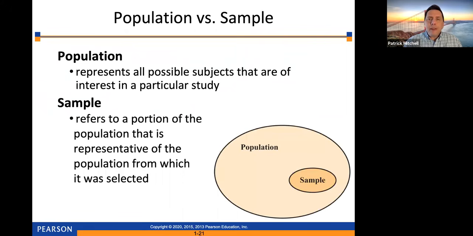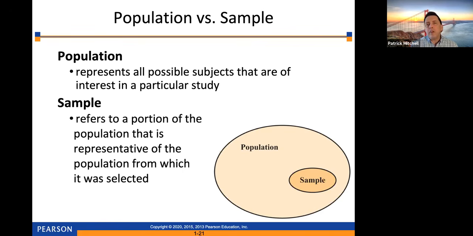All right, populations versus samples. A population represents all possible subjects that are of interest in a particular study. A sample refers to a portion of the population that is representative of the population from which it was selected. So here you have what we call a Venn diagram, showing that the sample is a part of the population. And why this is so important in statistics is because populations are usually too big to study everybody.